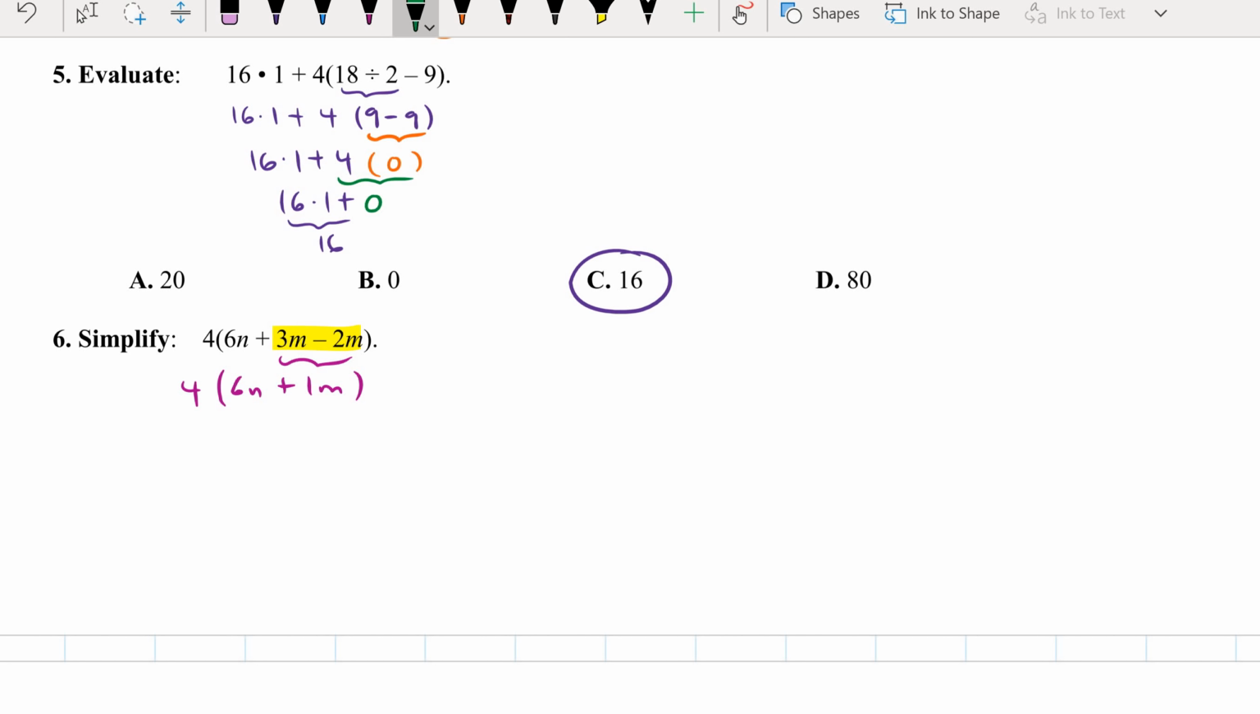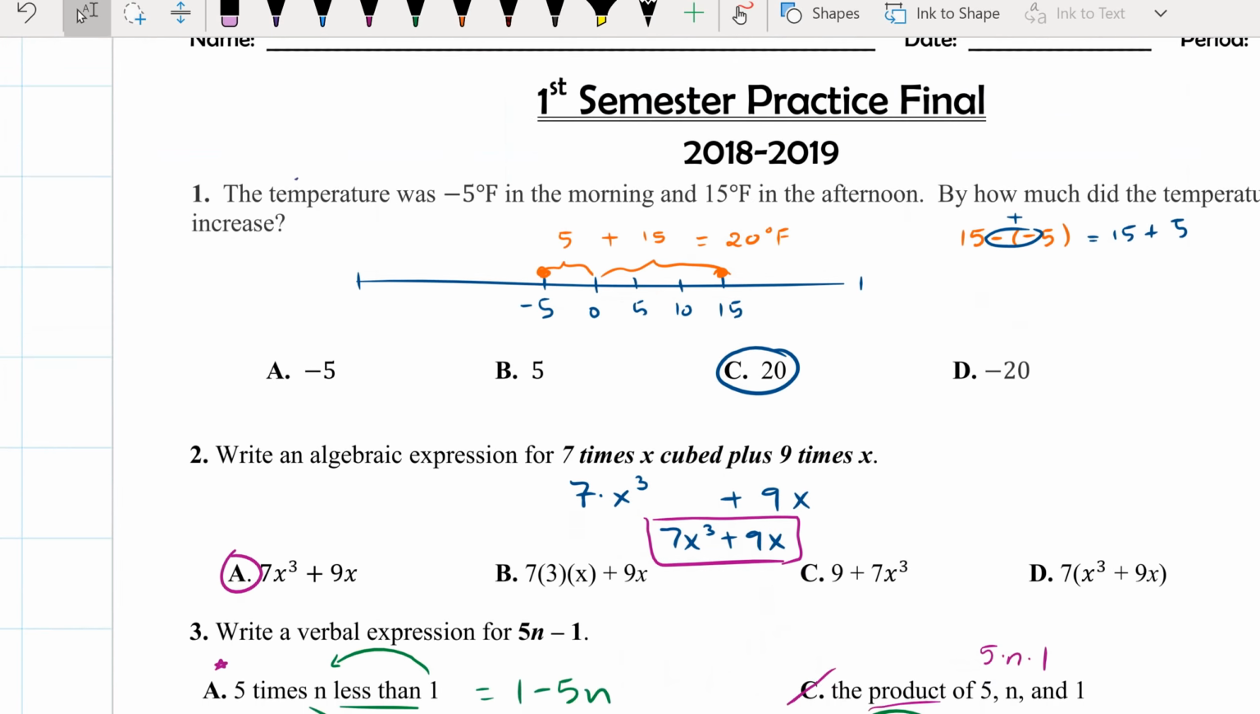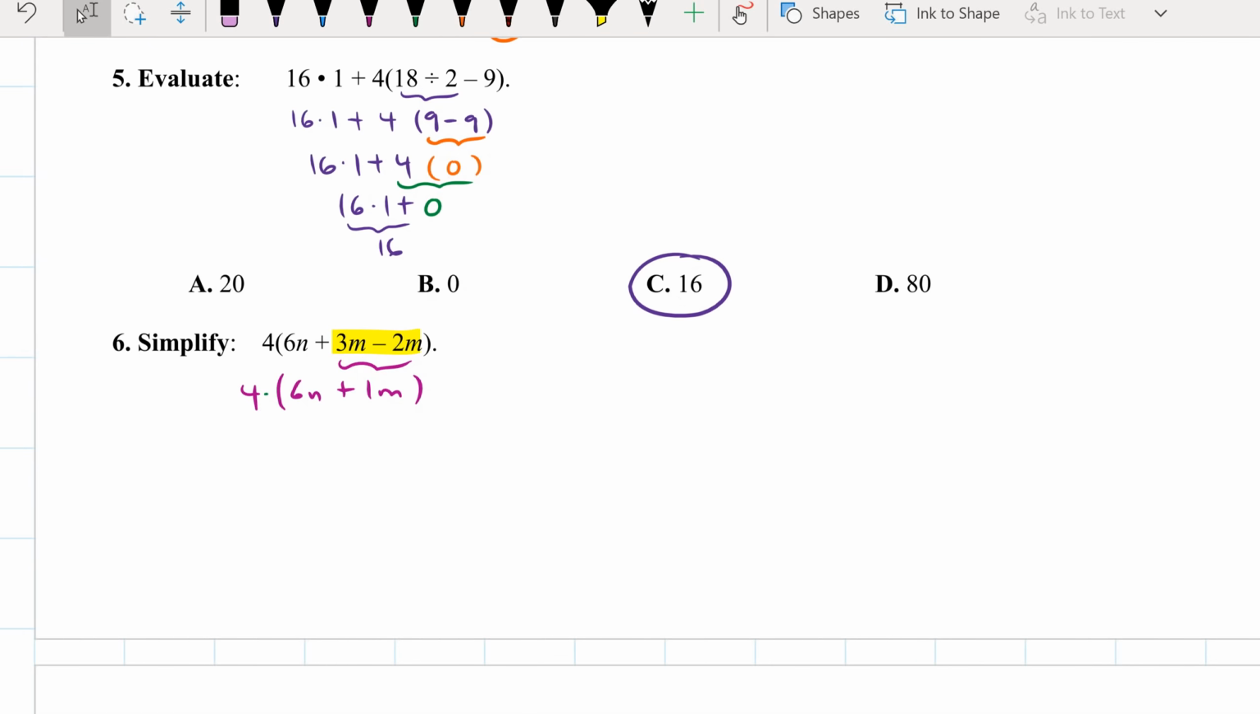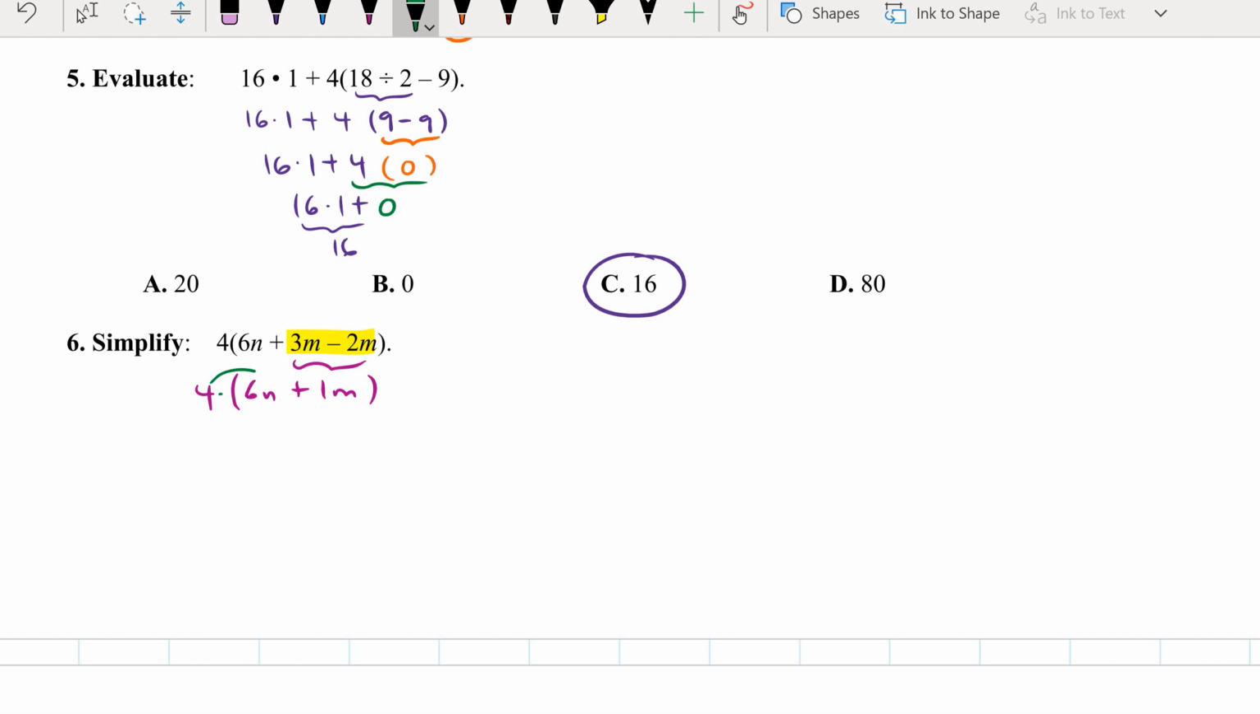So we're going to look outside the parentheses. We have 4 in front of the parentheses, which means they multiply. Sorry for that. So what we're going to do is distribute 4 into the parentheses. Okay, that will give me 24n plus 4m. And that's pretty much it. We cannot do anything further. So this is the answer for number 6.